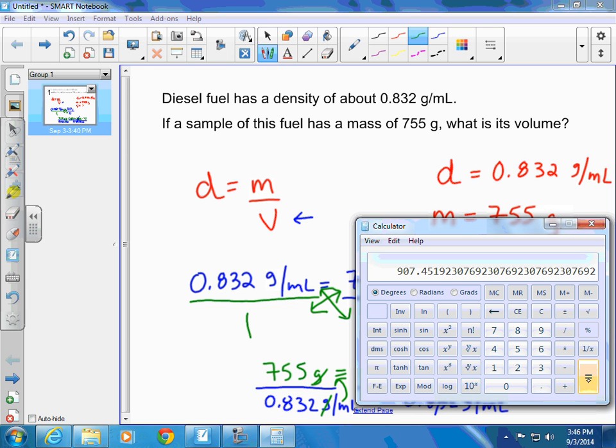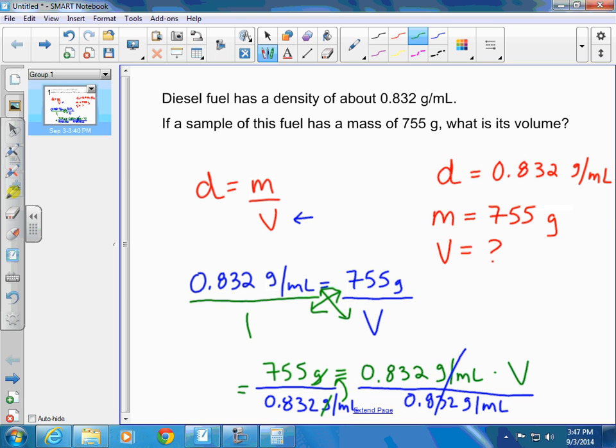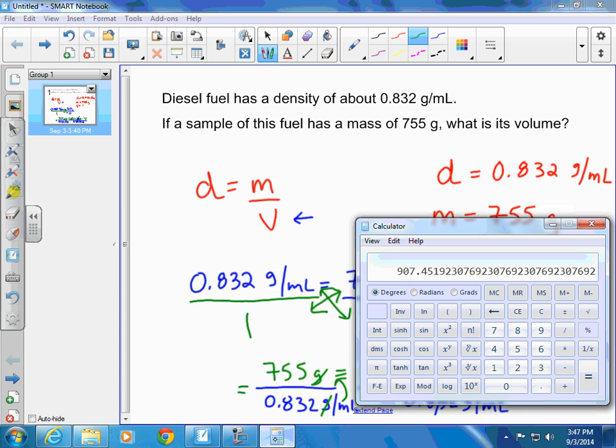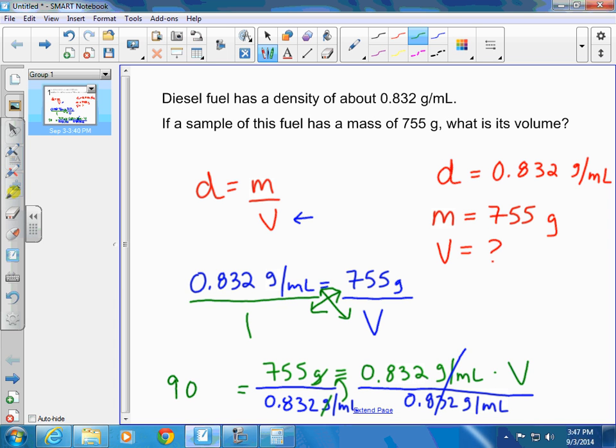So we'll definitely round this to the correct number of significant figures, which should be 3 significant figures. So we're going to take this number, which is, let's bring it back up, 907 point all of that, and we're going to round it down to 907 milliliters. That is equal to your volume.